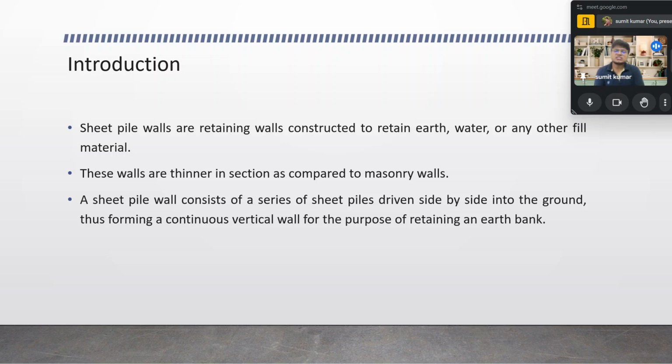Okay. So what is the sheet pile wall, basically? A sheet pile wall is a retaining wall, constructed to retain earth and water. As I have said earlier, it has the water tightness property that it will restrict water from flowing through them.